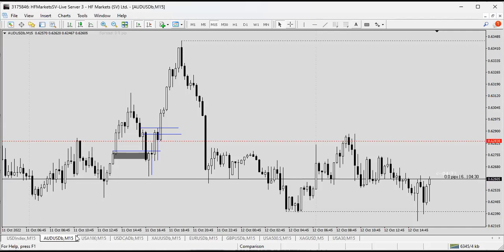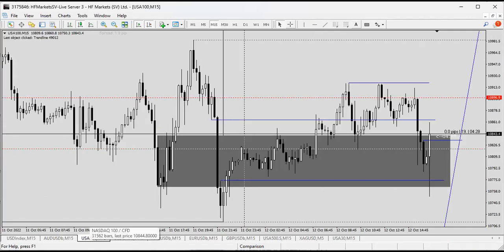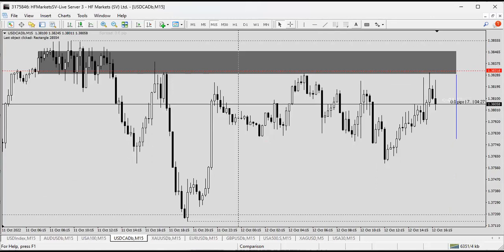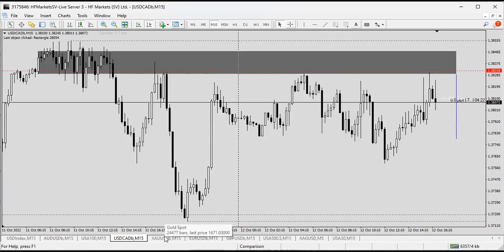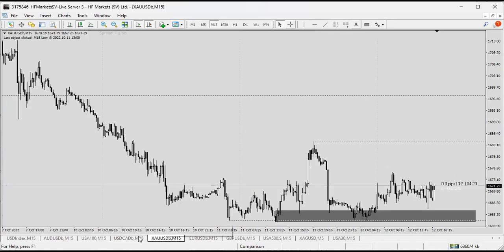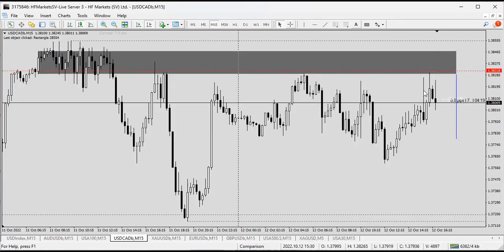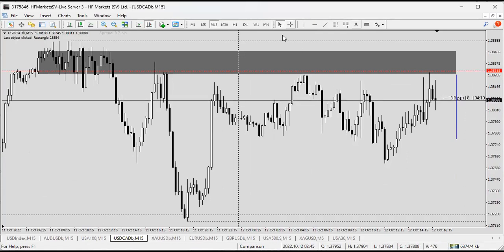FOMO kicking in, or FOMO should be kicking in now for most persons. I don't like scalping UCAD. UCAD scalps don't pay as much. You get 20 points and you only get not what you're expecting as a monetary value.